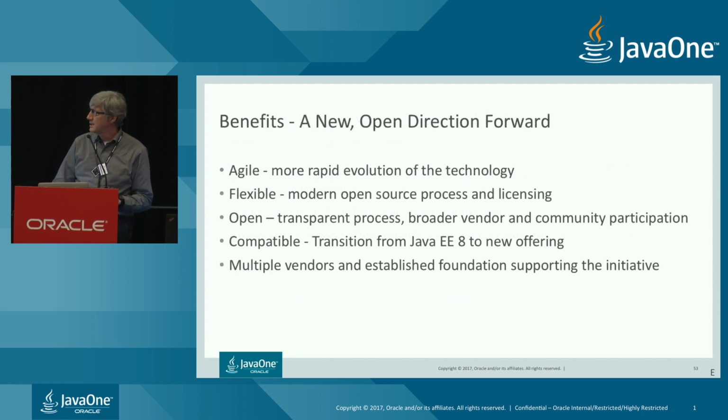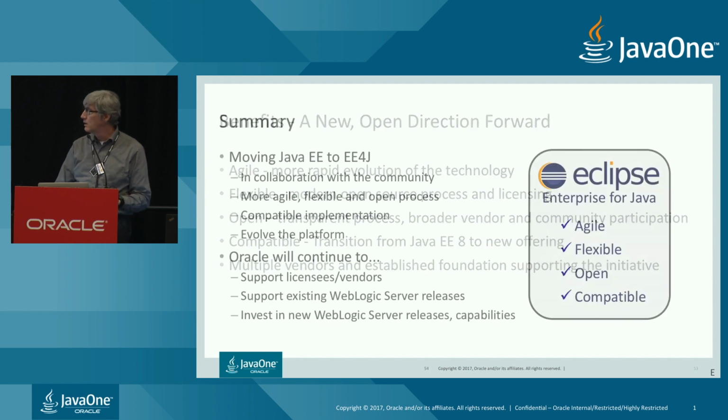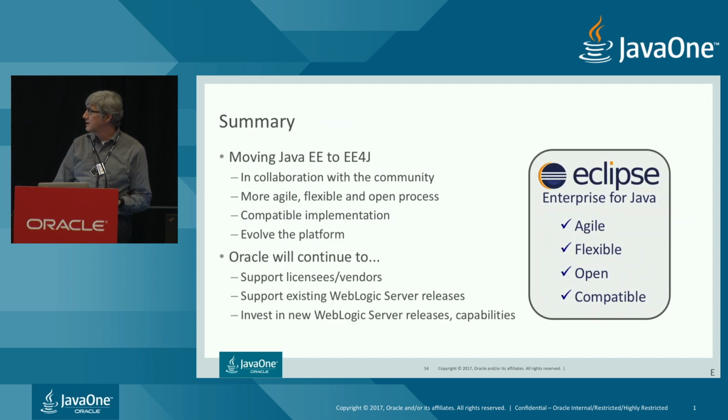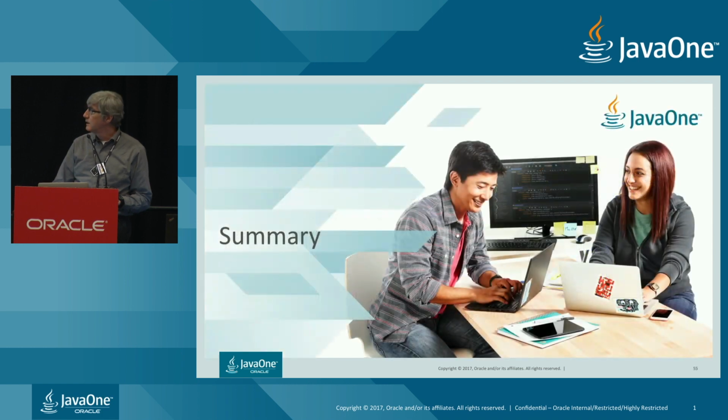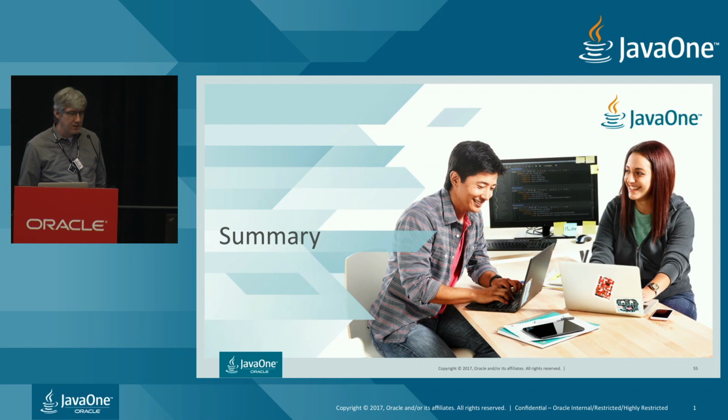And that's, as I said, more agile, flexible, open, compatible. You'll see that in the keynote. And that's the summary of moving Java EE to EE4J. And let's have Shing Wai close us out with a summary of the whole talk.